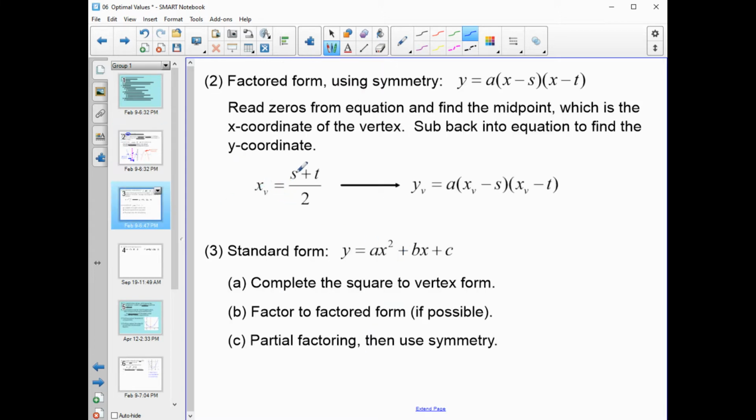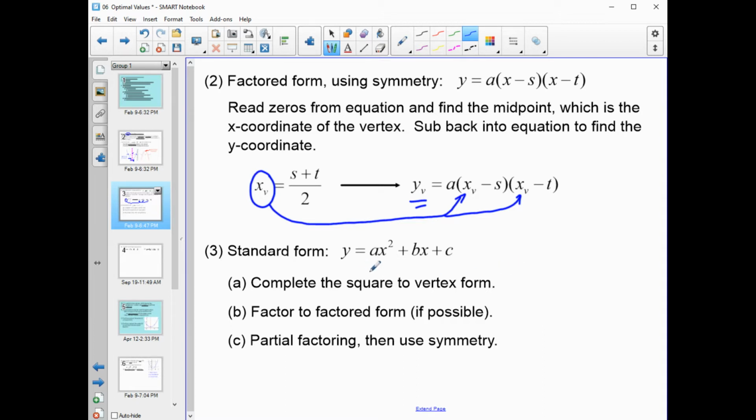So we use the symmetry to find the midpoint of the two zeros. That finds for us the x-coordinate of the vertex. And then we take that x-coordinate of the vertex and we sub it into our equation. And the result is going to be the y-coordinate of the vertex. So vertex form is the easiest possible start. Factored form is the next easiest possible start.